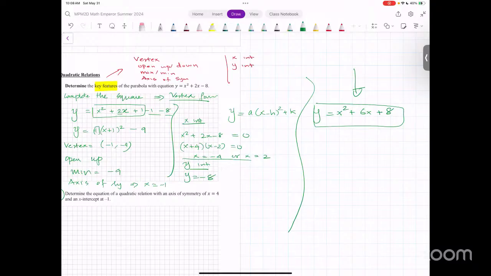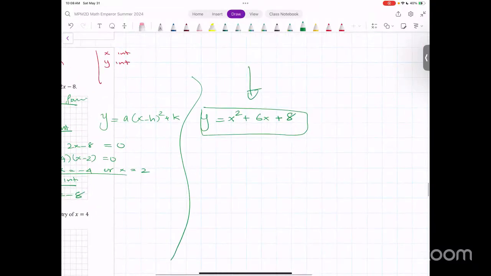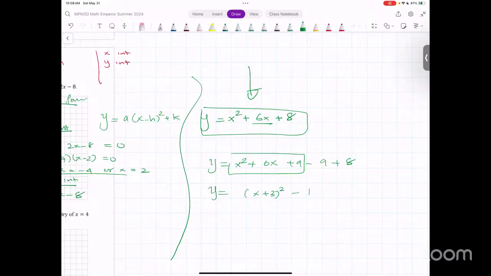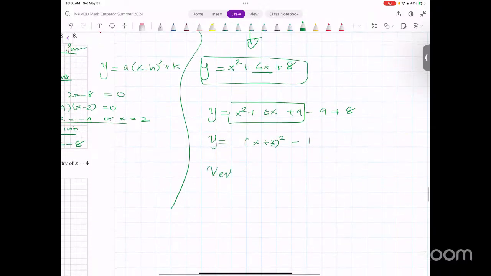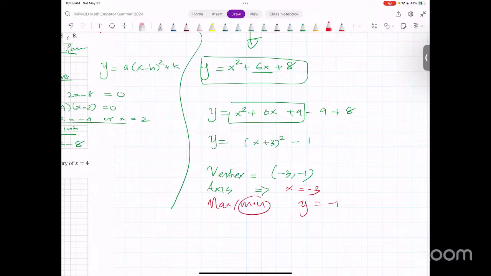Okay, pretty straightforward. Krotik, I think you would like to memorize that formula, but you need to know how to complete the square, sir. Half of 6 is 3. 3 squared is 9. We're going to do that first. Then y is equal to x plus 3, whole thing squared, minus 1. Vertex: negative 3 comma negative 1. Axis: x is equal to negative 3. Maximum or minimum value? It opens upwards, so the minimum is y equal to negative 1.